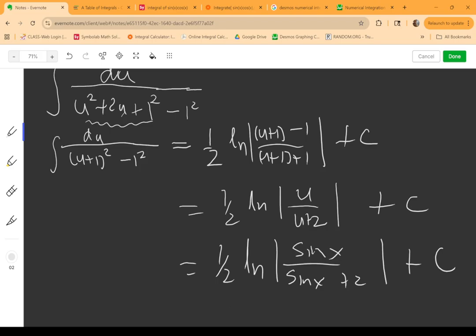Okay, so as you can see, even though initially we think all we're doing is looking stuff up on a table, sometimes it requires a little bit of work to manipulate it so that we can look it up really easily.